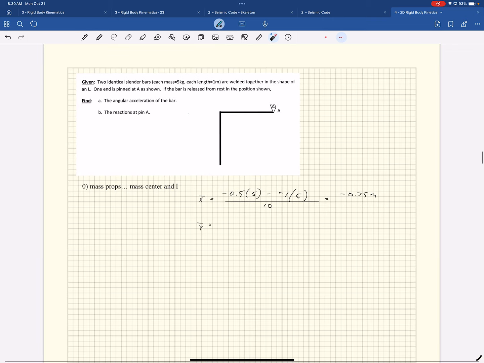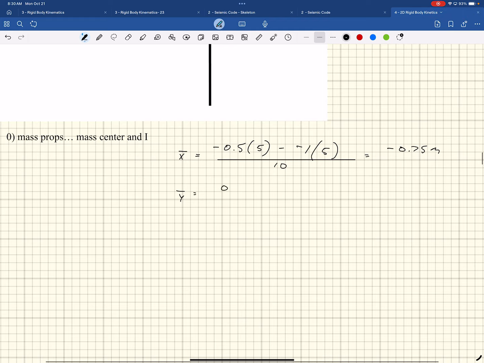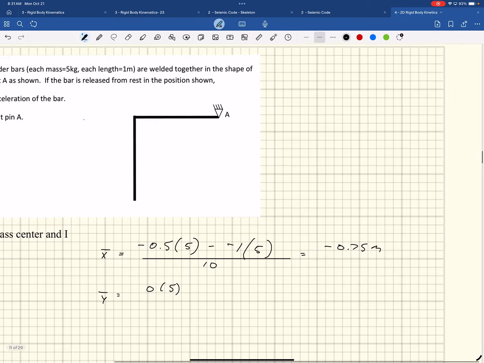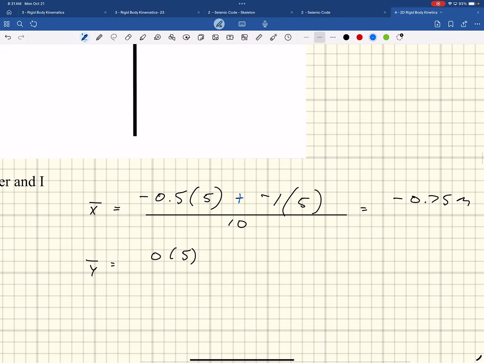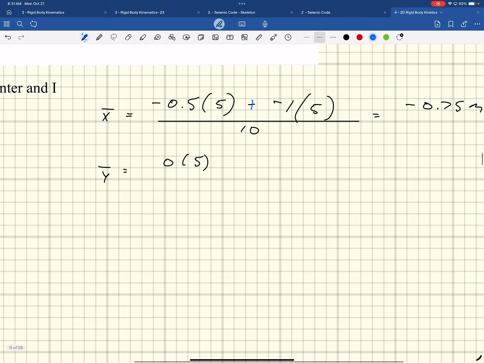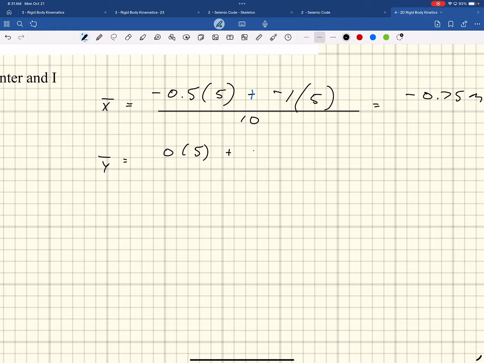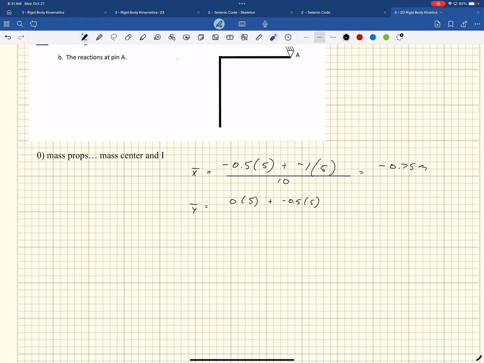The y bar, the distance of this guy in the y direction, is just 0, right? Because it's at the same level as that. It'd be 0 times 5. Oh, this is a plus right here. Plus a negative. That's a plus there. Plus negative 0.5 times 5, right? Because now I'm going this direction, and so that's negative 0.5 is the mass center of this one. And that divided by 10. And this ends up being equal to negative 0.25 meters.